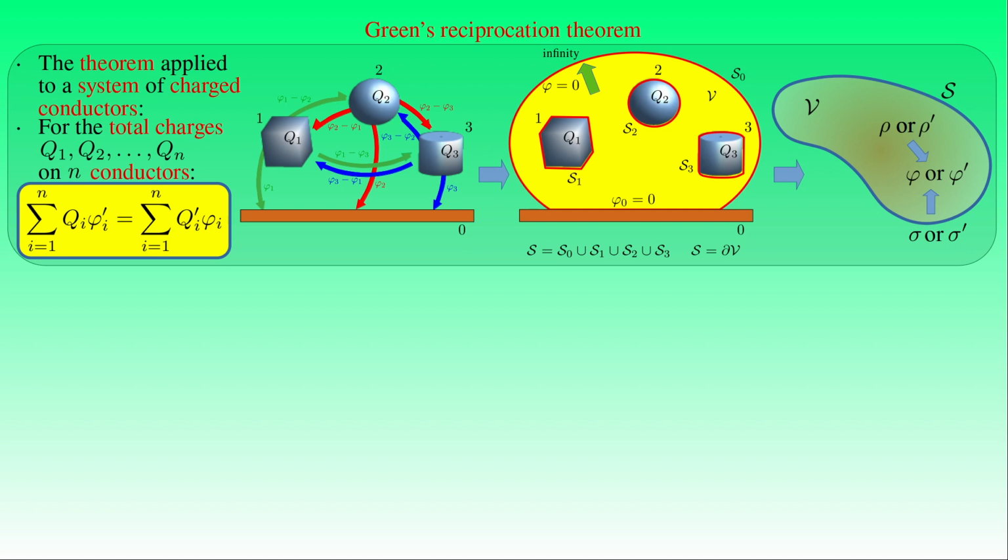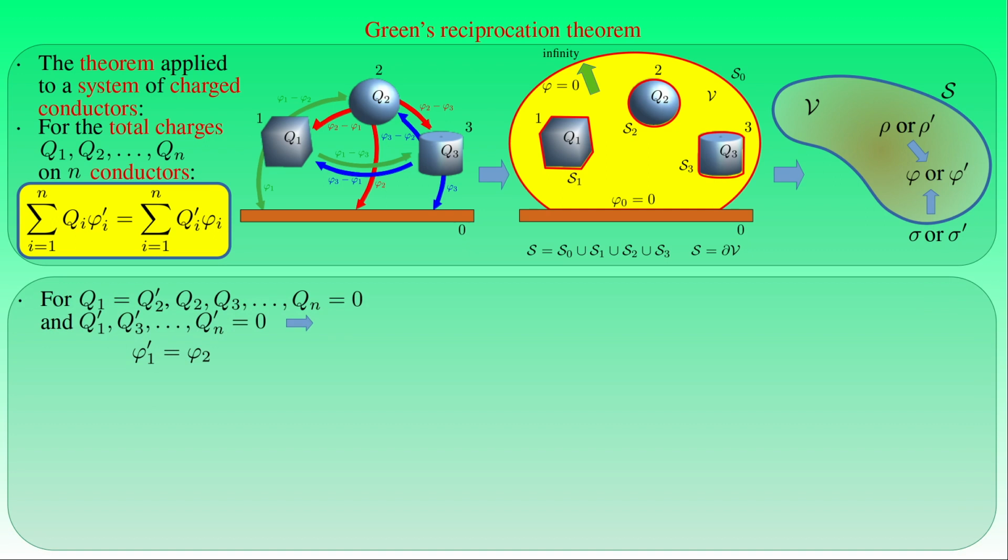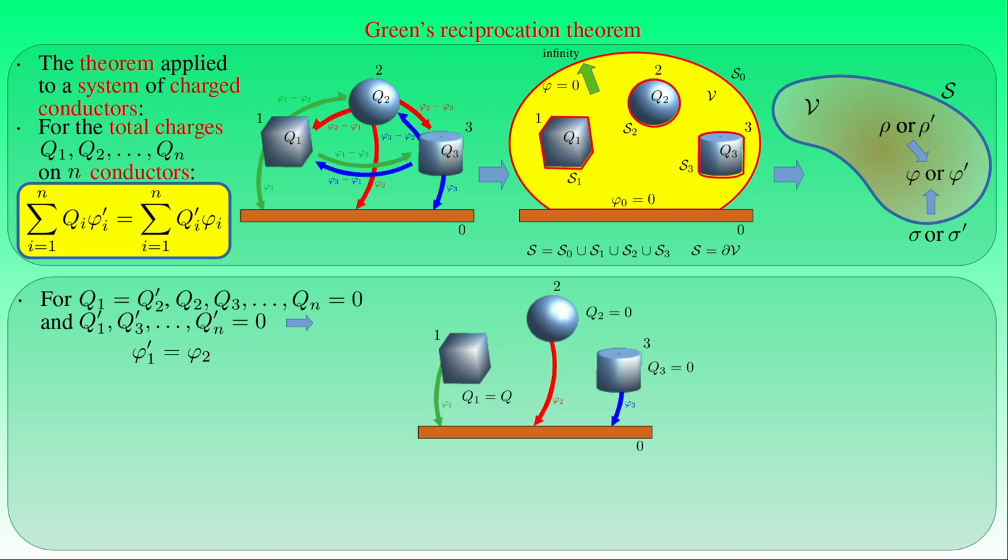An immediate consequence of the theorem is the following. If the charge Q1 is equal to the charge Q'2 while all the other charges Qi and Qi' vanish, then the theorem can be reduced to the equation stating that the potential phi'1 is equal to the potential phi2. Let Q denote the equal charges Q1 and Q'2, and consider a situation where we charge only one electrode in the system by bringing the charge Q to the electrode 1 while all the other conductors remain uncharged.